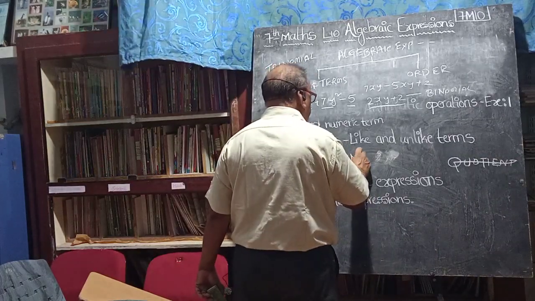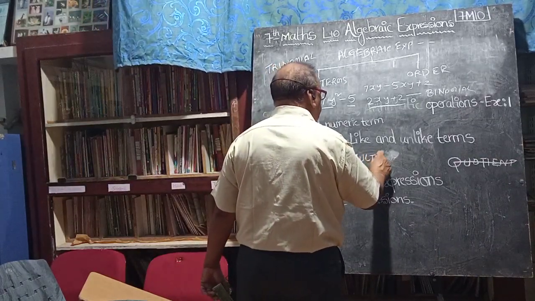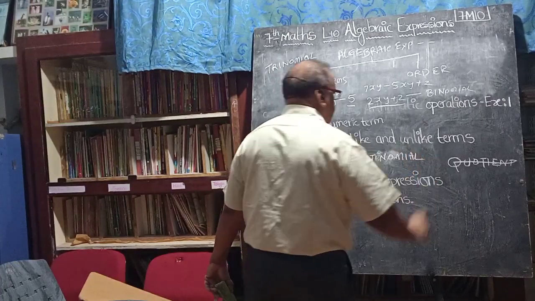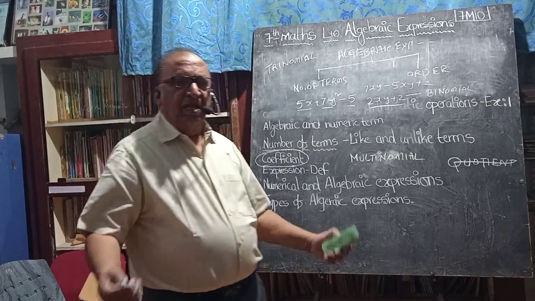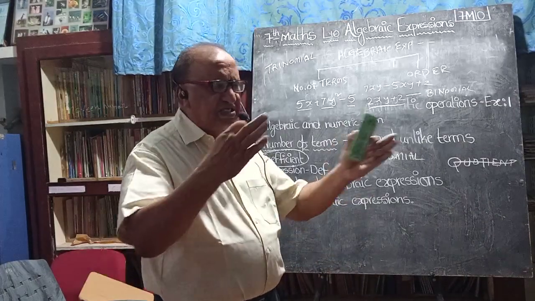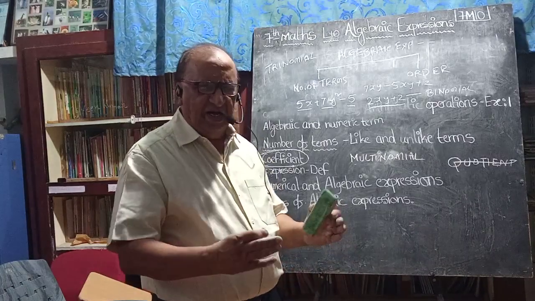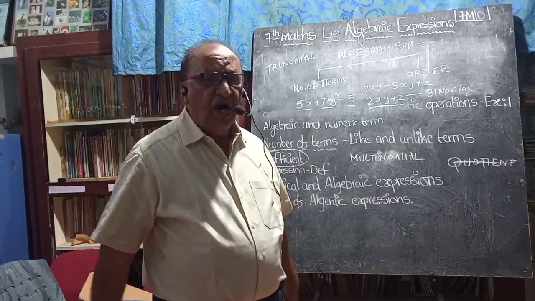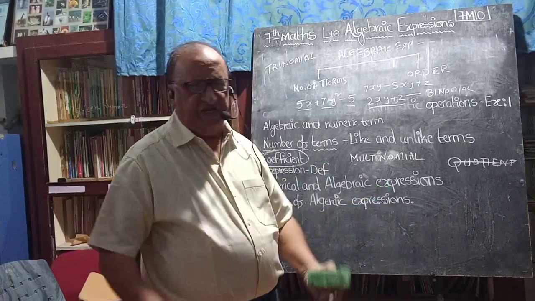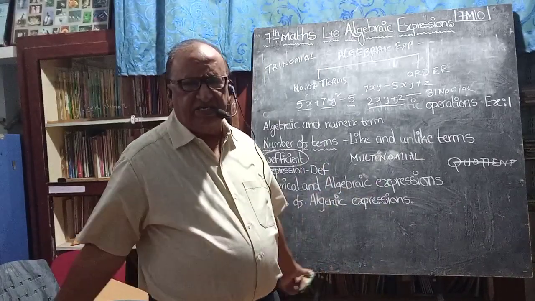Multinomial. Understand me? So all you have to do is, if you are given an algebraic expression, first of all you have to simplify it. How do you simplify? If there are any like terms, you have to group them together. Unlike terms, you cannot group.